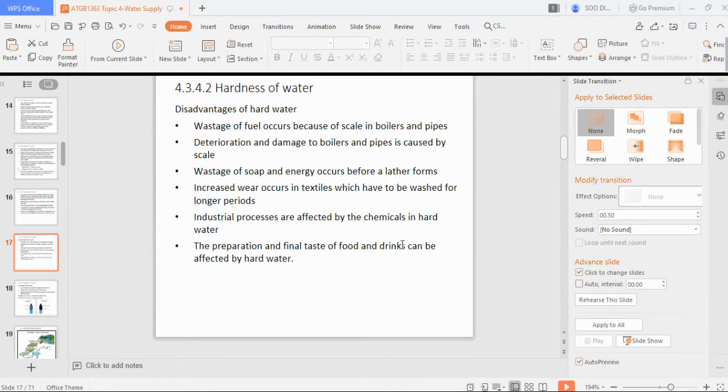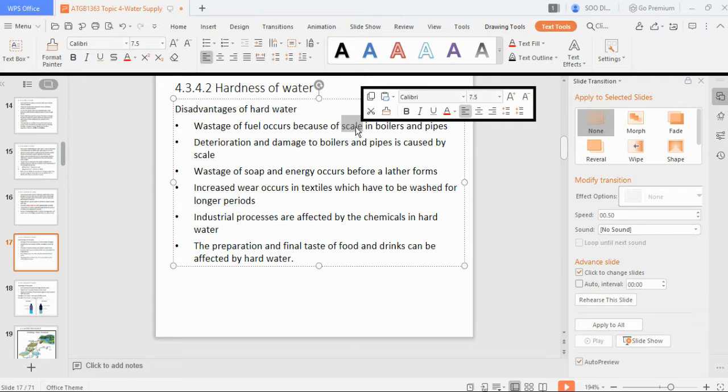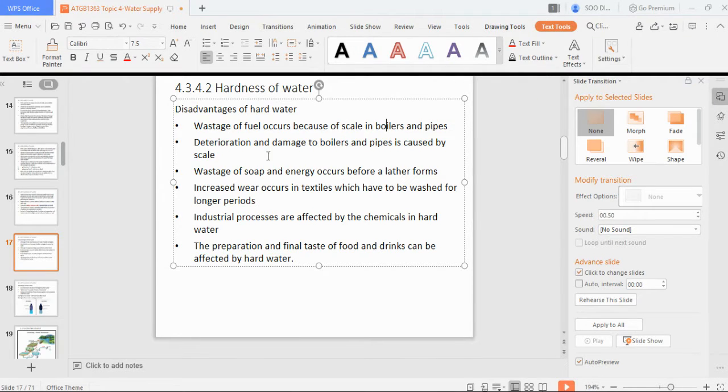So there are problems and advantages to hard water. One of the problems is the wastage of fuel, which occurs because of scale in boilers and pipes. Scale is the white stuff that is present when you have hard water.